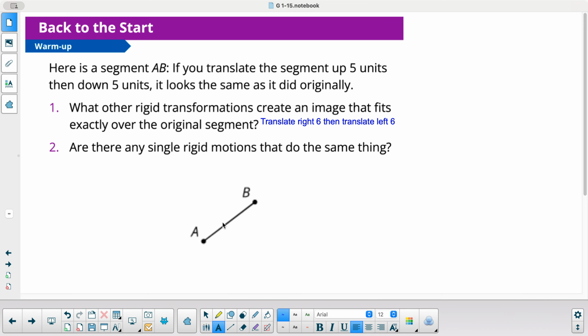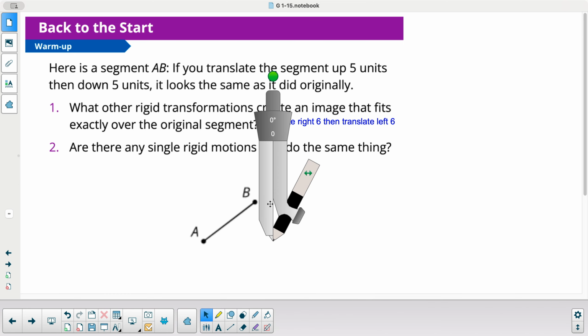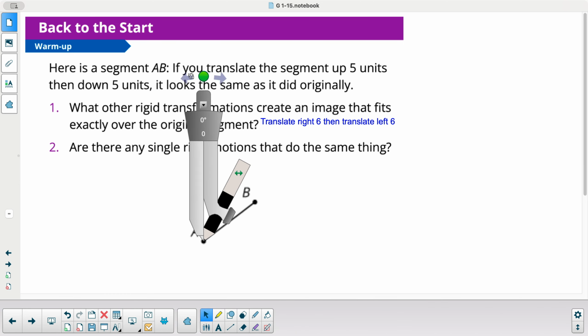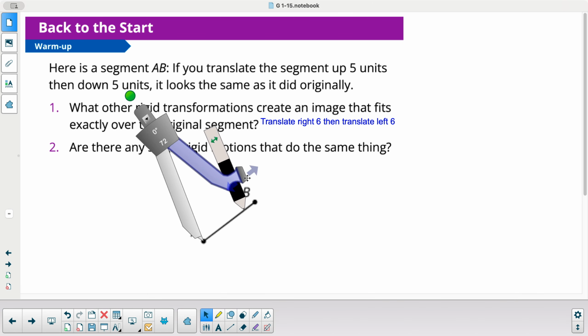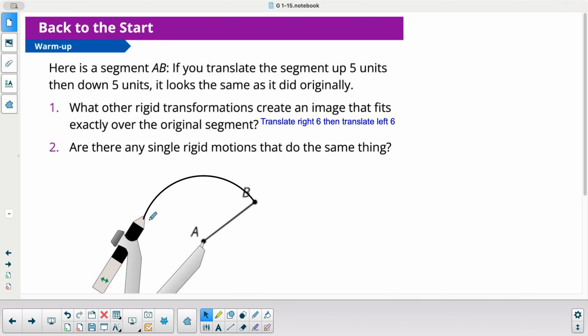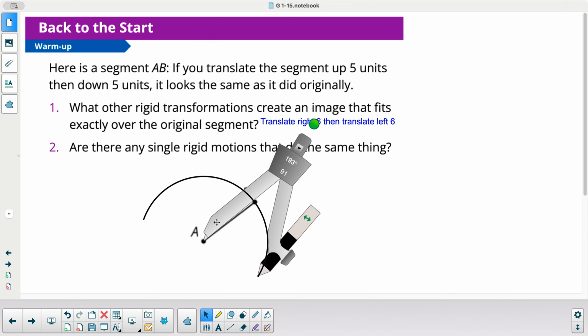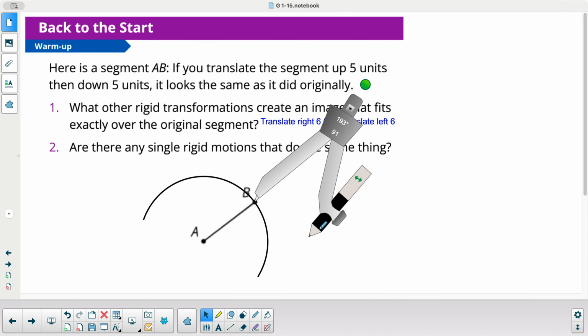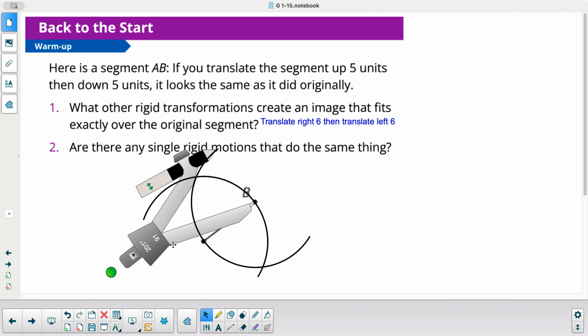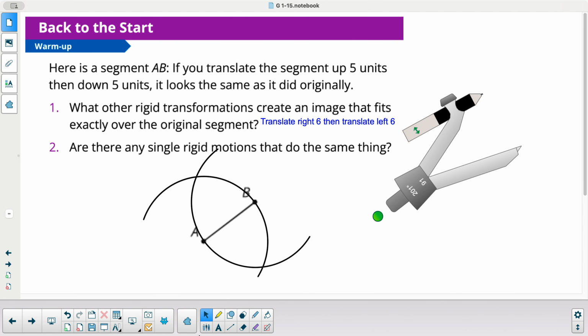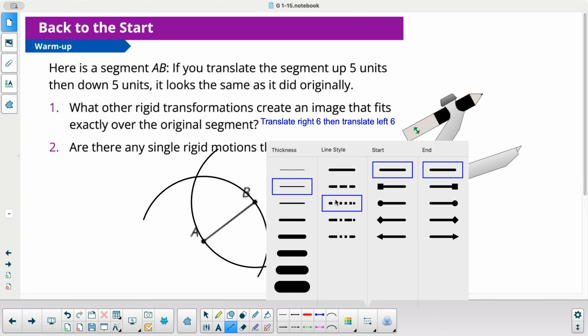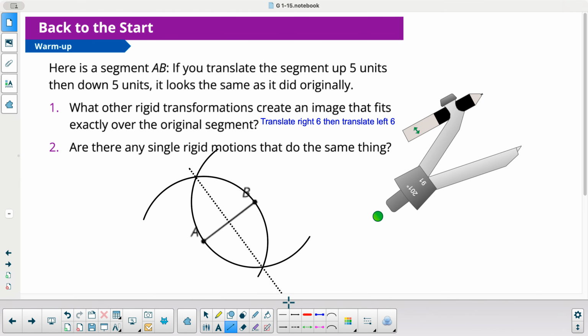So if I constructed the perpendicular bisector of this segment, or at least knew where the midpoint was, I'm going to go ahead and go back and do a construction. So you center a circle at A, center a circle at B, radius AB, and then the line where those two intersection points meet is the perpendicular bisector of AB.